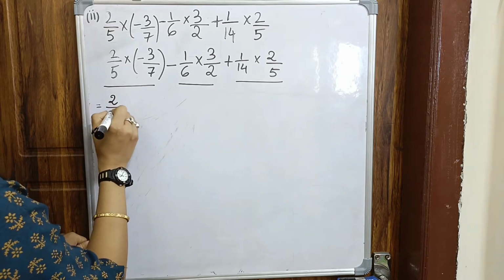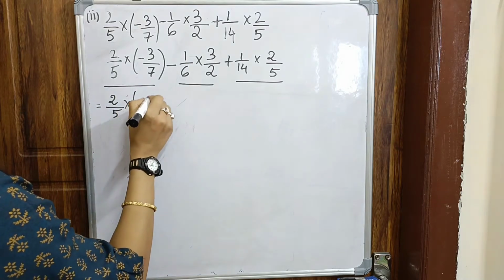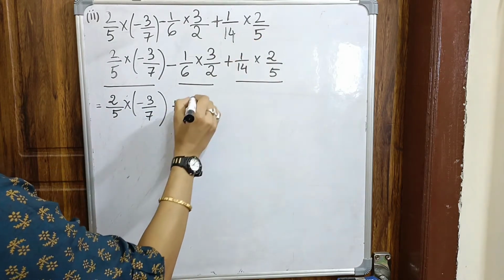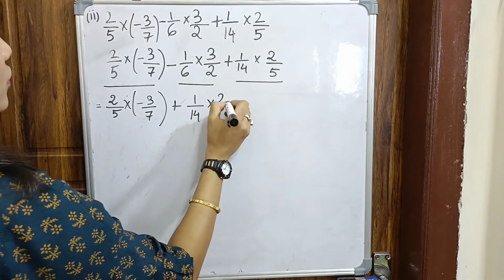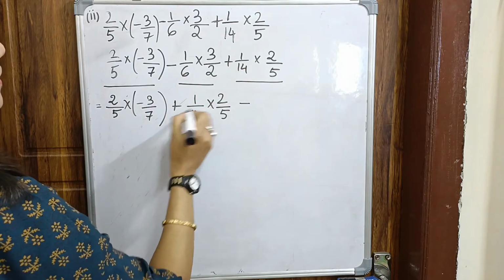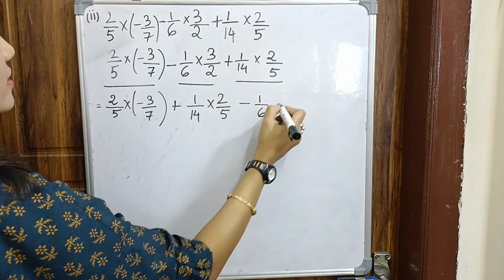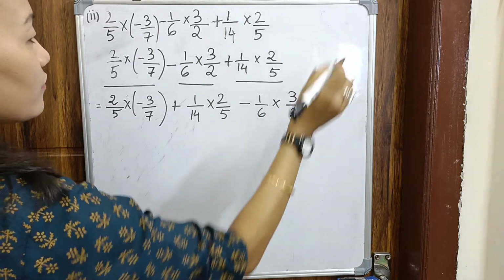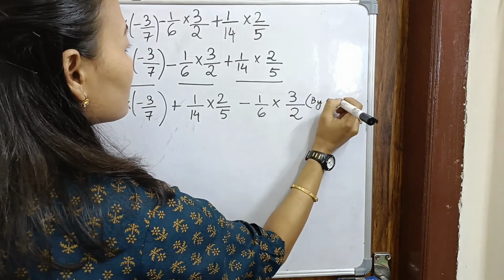We'll exchange the direction. 2 by 5 into minus 3 by 7. We'll write this one here, plus 1 by 14 into 2 by 5. Again this one we'll take on this side, 1 by 6 into 3 by 2. So in the same way as the first one, we'll write here "by commutativity".